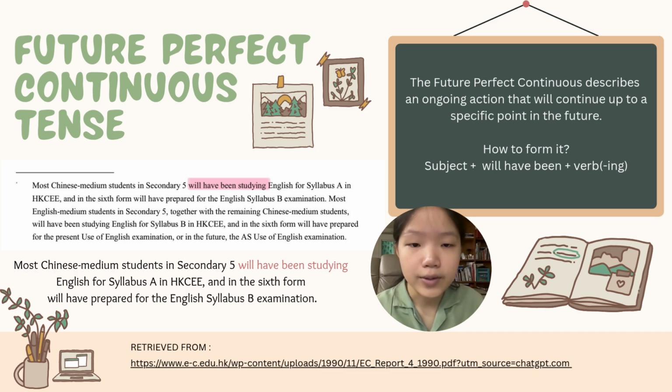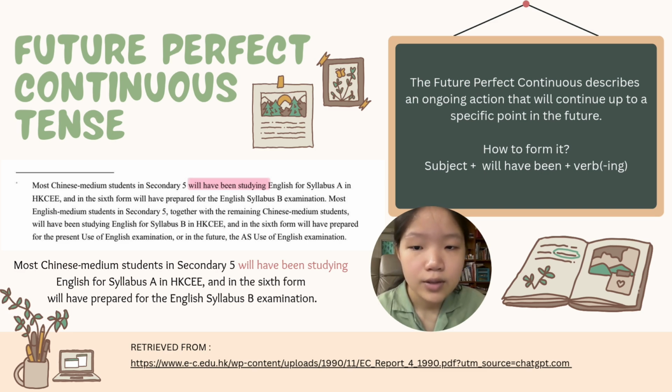Future perfect continuous tense describes an ongoing action that will continue out to a specific point in the future. The basic formula is subject plus will have been plus verb-ing. Let's look at the example.